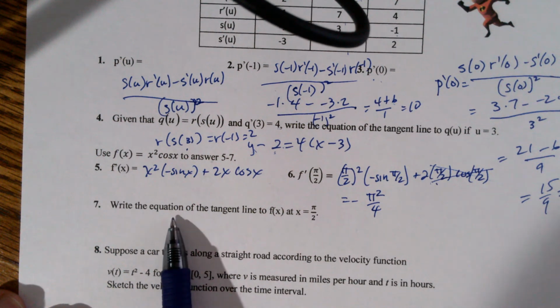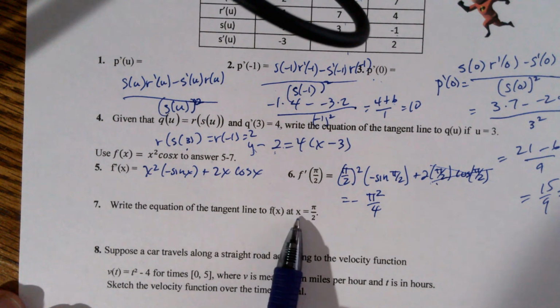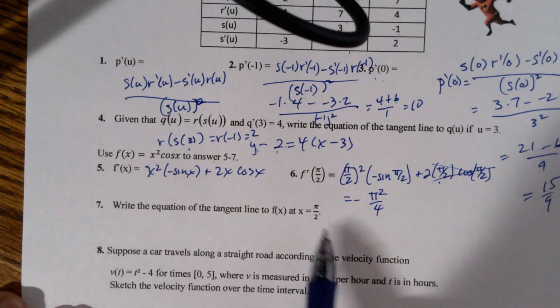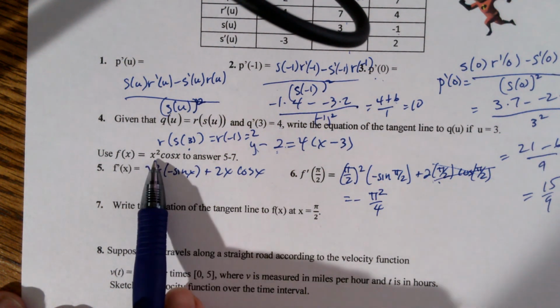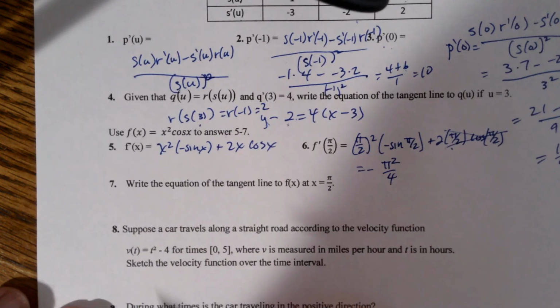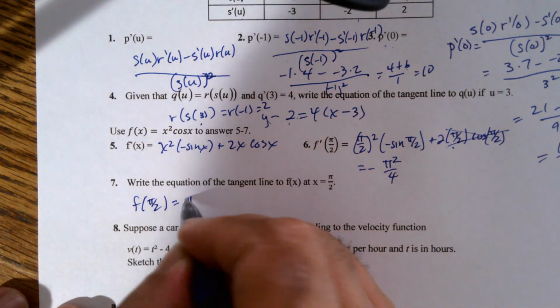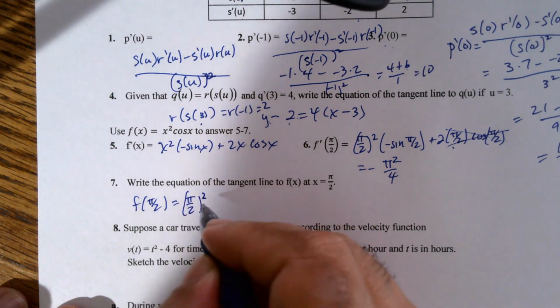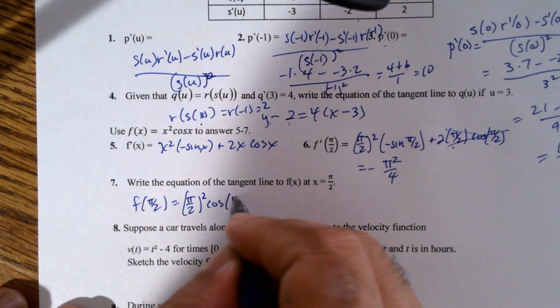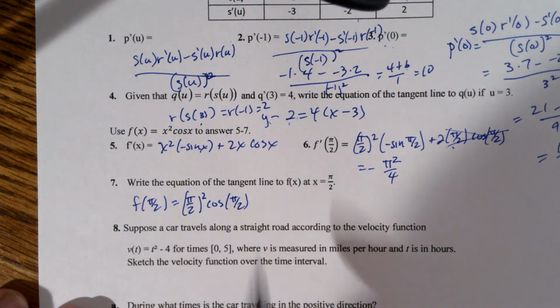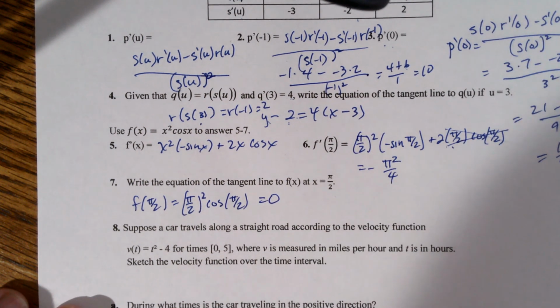And then here, write the equation of the tangent line to f of x at x equals pi over 2. So that means I need to figure out what value this has at pi over 2. So I'm finding f of pi over 2 to find the y value. So it's pi over 2 squared times cosine of pi over 2. Cosine of pi over 2 is 0, so the y value is 0.